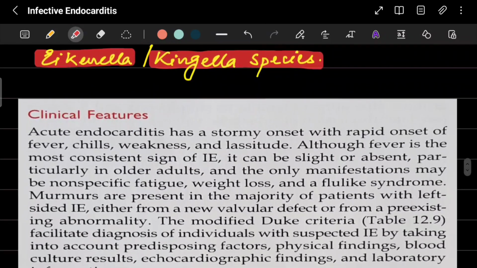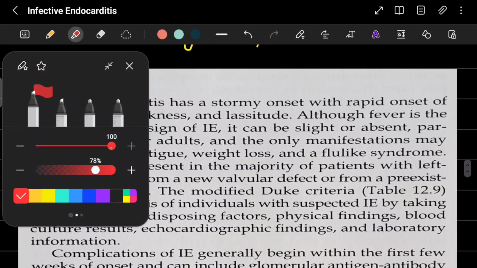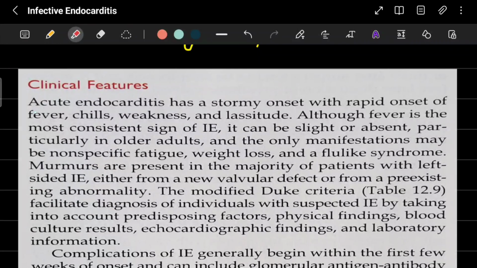Now let us get into the clinical features of this disease called infective endocarditis. The acute endocarditis has a stormy onset with rapid onset of fever, chills, weakness, and lassitude. Although fever is the most consistent sign of infective endocarditis, it can be slight or absent, particularly in older adults, and the only manifestations may be non-specific fatigue, weight loss, and a flu-like syndrome.